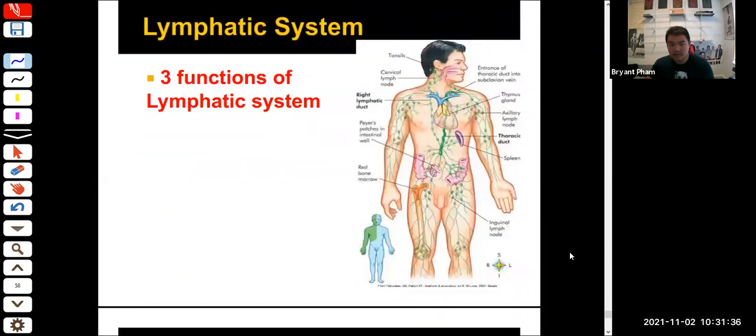All right. And then the last slide here is just circulation because, hey, we're talking about blood vessels. You got to talk about your lymphatics. There are 3 functions of the lymphatic system.